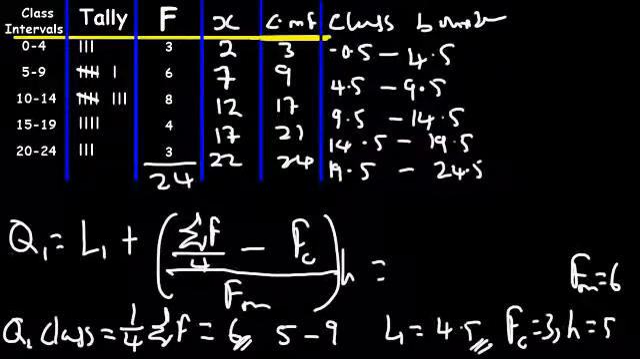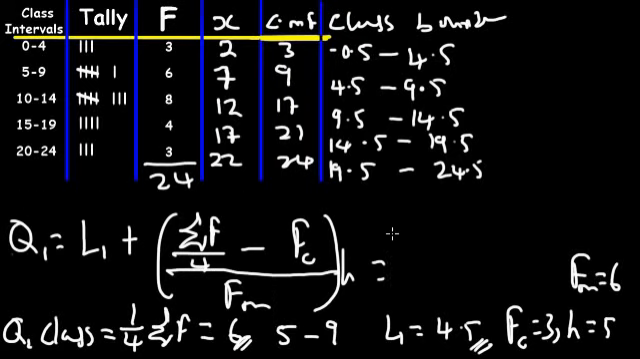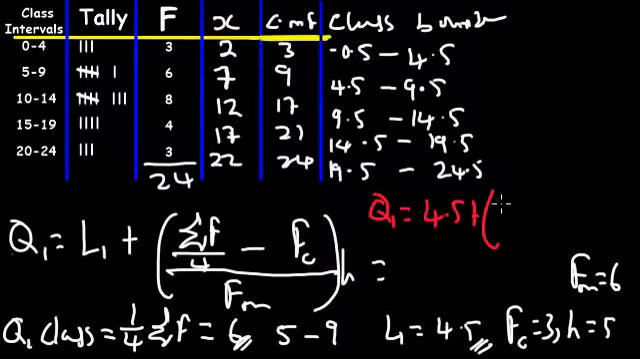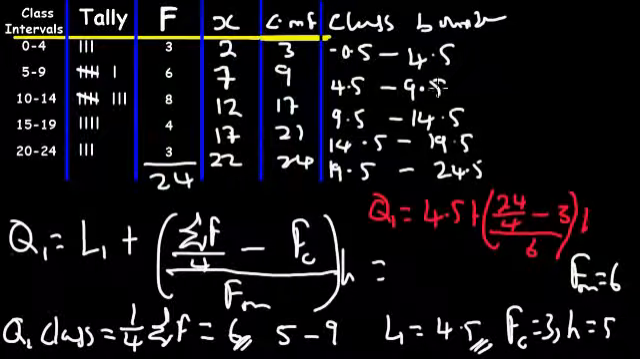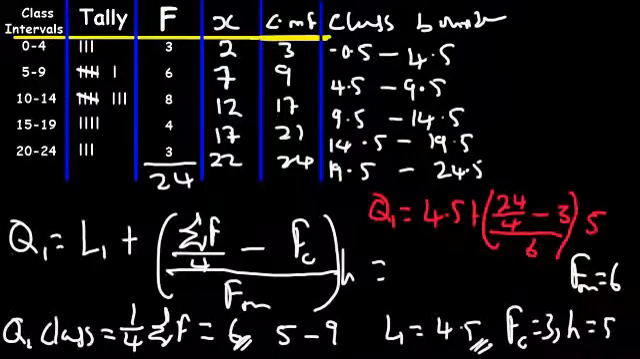We have everything we need to find Q1. So therefore, we can proceed on finding Q1 directly. So Q1 would be equal to L1, 4.5, plus, in the bracket, summation of F, 24, divided by 4, minus F sub C, we got that to be 3, divided by F sub M, which is 6, multiplied by the class height, 5. Very good. So now we can get rid of the formula.